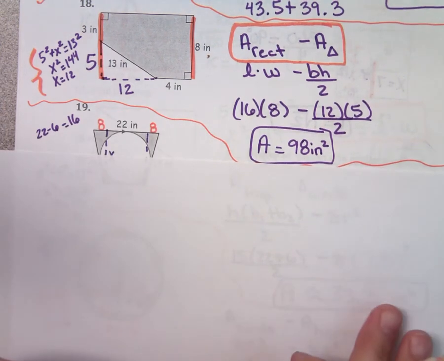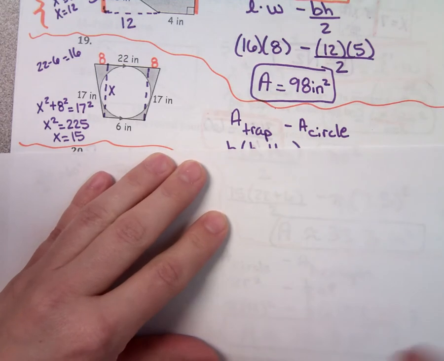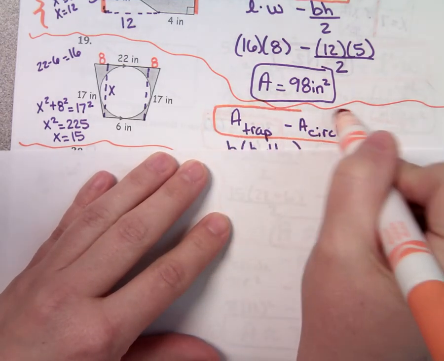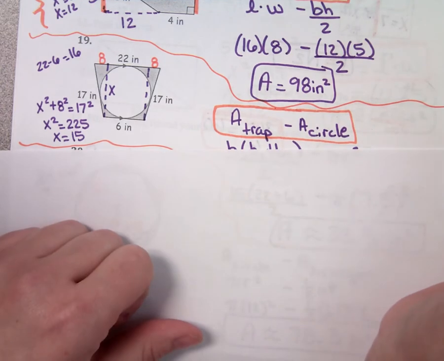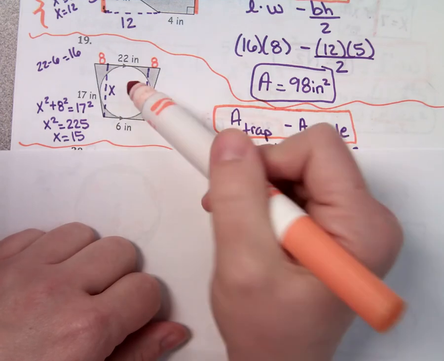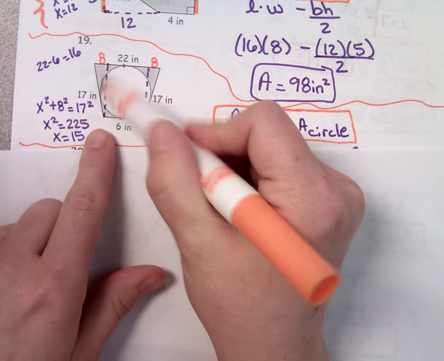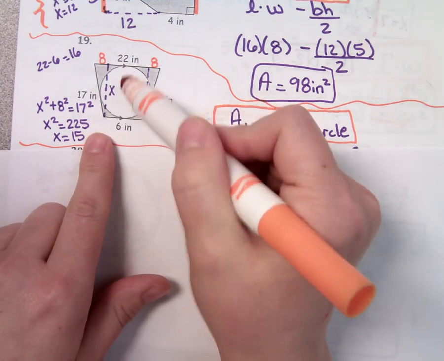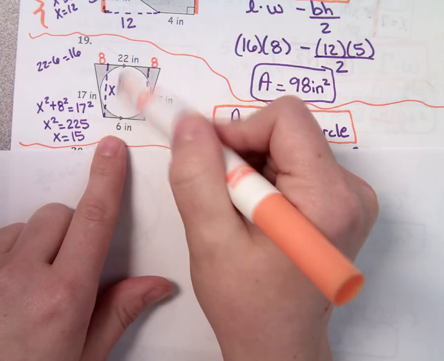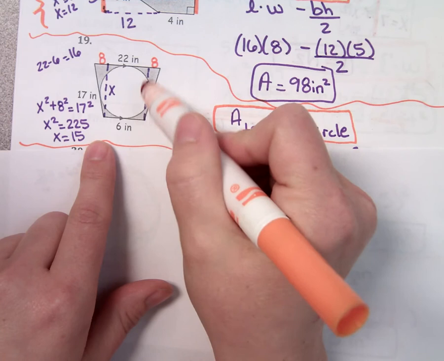Okay, number 19. I had a game plan of finding the area of the trapezoid, which is going to be too much area, so I'd have to subtract the area of the circle. Well, I know the bases of my trapezoid, but the problem is I didn't know the height. I also don't know the radius of the circle, but I know if I can find the height of the trapezoid, that's also the diameter of the circle, and if I know the diameter of the circle, I can find its radius. So I drew in these segments.